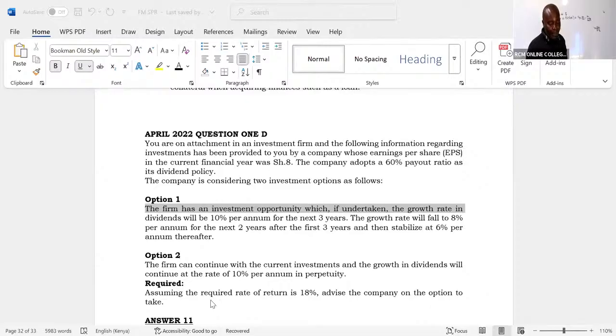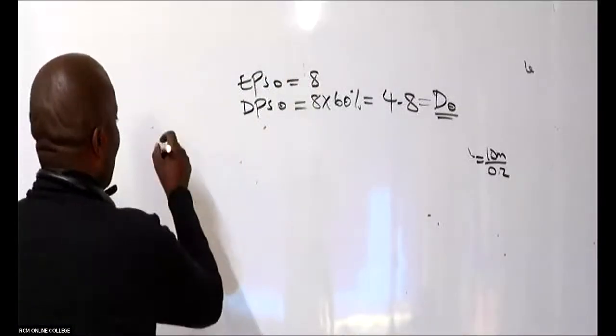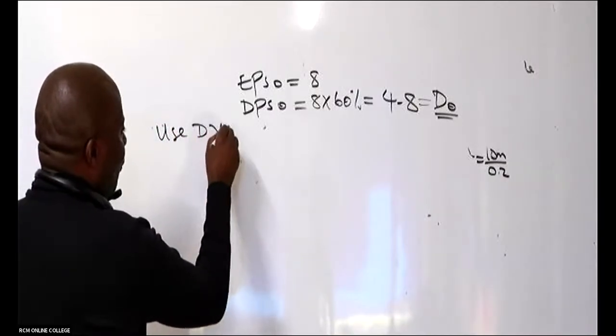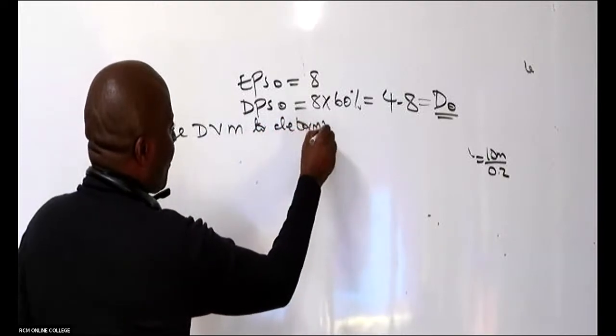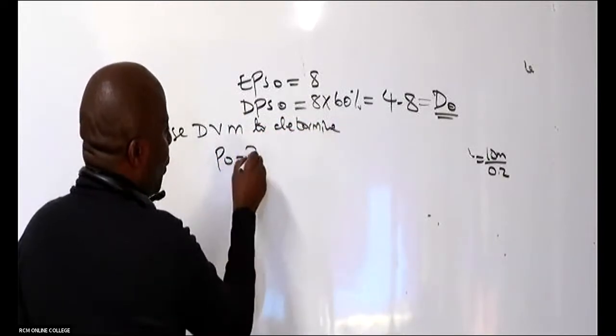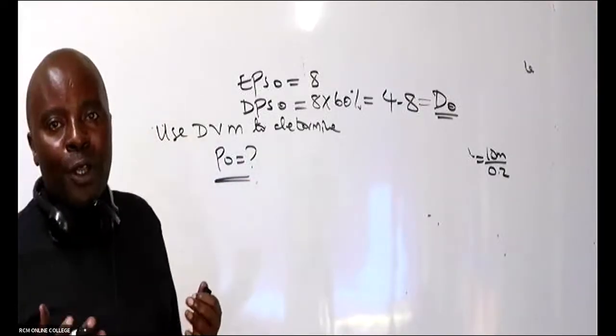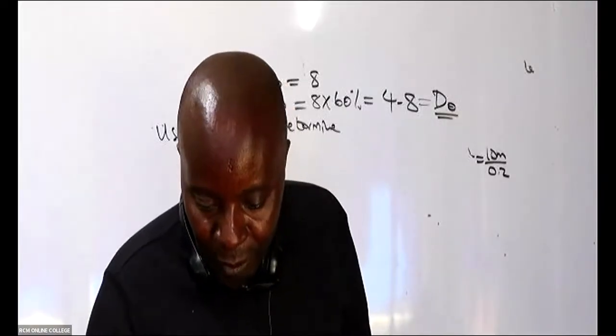So ladies and gentlemen, basically, they want me to use the dividend valuation model to determine P0 between the two options. And then, of course, you will be able to go for that particular option, question 1B.